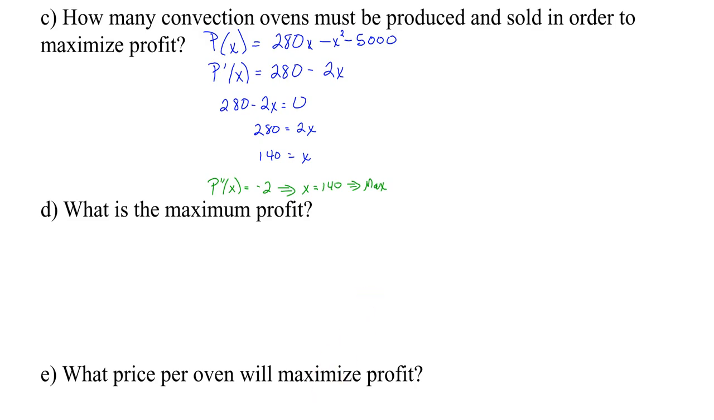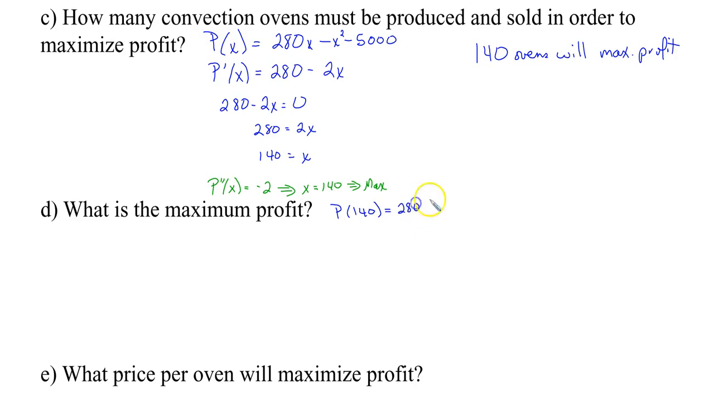Okay, so we can answer this question by saying that we must produce and sell 140 ovens to maximize the profit. All right. Then the next part is, what is the maximum profit? Well, again, we're going to go back to our profit function and we're going to be plugging in 140. So the maximum profit will be found by plugging 140 in for this profit function.